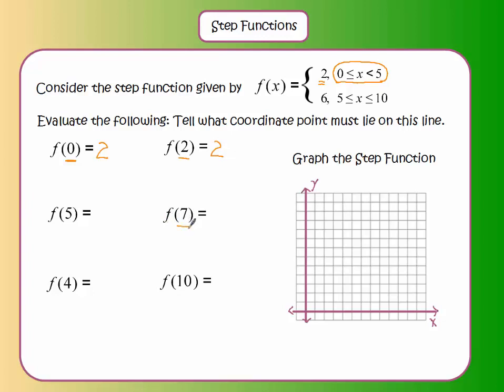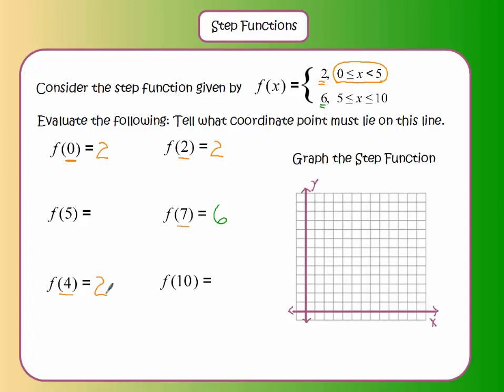So f of 7, when x is 7, let's find which interval. Oh, 7 is not between 0 and 5. 7 is between 5 and 10. So that means my solution must be 6. Let's look at 4. When x is 4, so f of 4, does it fall between 0 and 5? Yes, it does. 4 is between 0 and 5, which means my answer must be 2.